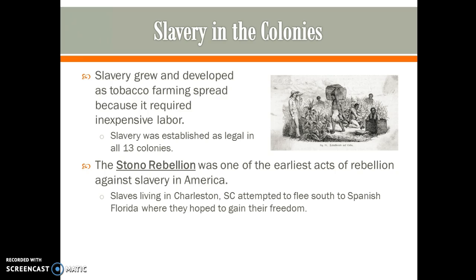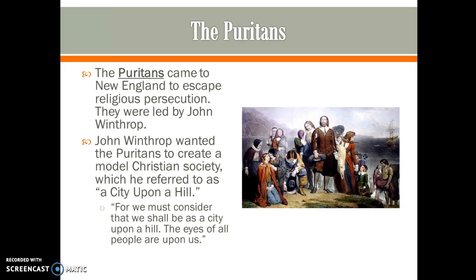Augustine, and so they had a good opportunity to escape and get their freedom from the Spanish. Another group of Americans who eventually become the establishment of America were called the Puritans, and the Puritans came to New England from Great Britain. They were seeking to escape religious persecution. They wanted religious freedoms, and they were led by John Winthrop.